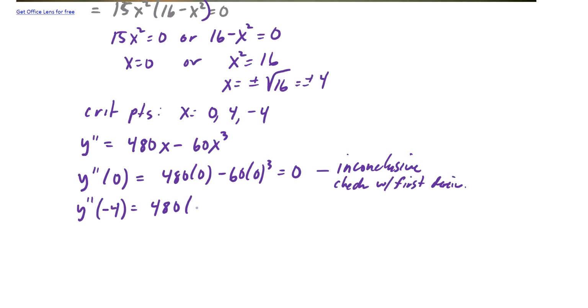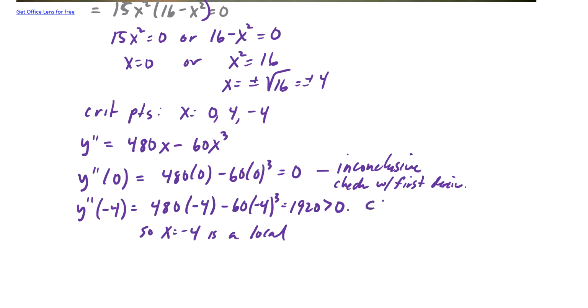So negative 4. If I plug in 480 times negative 4 minus 60 times negative 4 cubed, I get, I believe, positive 1920, which is greater than 0. Okay, and I'm going to go ahead and write this. So x equals negative 4 is a local, you can always say it's local, because whether it's absolute or not, it's still a local max or min. So since it's positive, this is concave up. So x equals negative 4 is a local minimum, and the minimum value is y equals negative 2048. That's what we get when we plug negative 4 into it.